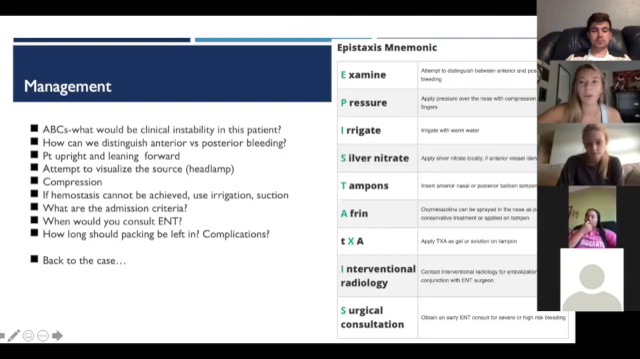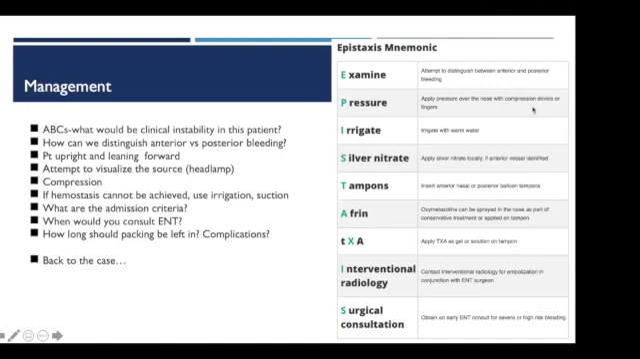Additionally, I pulled this other mnemonic that I've seen somewhere on an EM site that talked about epistaxis. I liked it because it's very easy to remember when you're in the ED trying to impress these people, but you can't remember exactly what you're supposed to do.